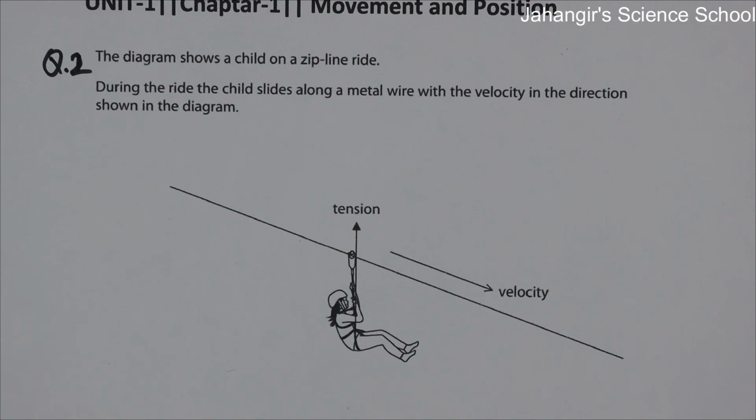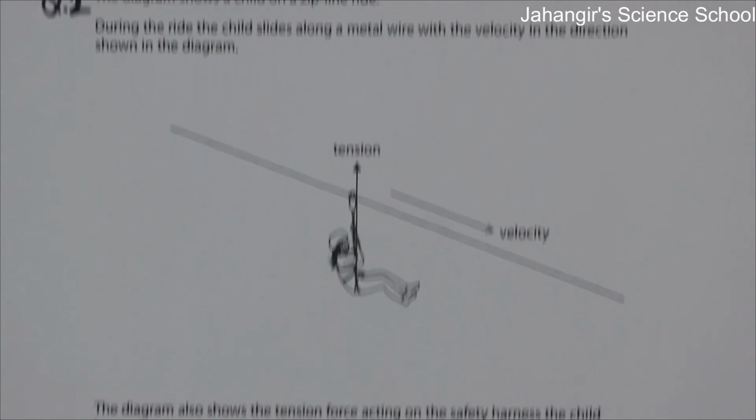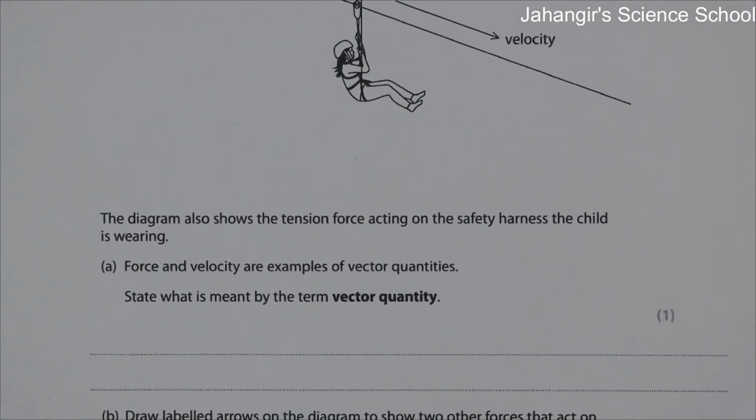During the ride, the child slides along a metal wire with the velocity in the direction shown in the diagram. Tension of the rope acts upward because the weight of the person acts downwards. Weight of the child acts downwards, it moves downwards, so velocity is downwards. The diagram also shows the tension force acting on the safety harness the child is wearing.